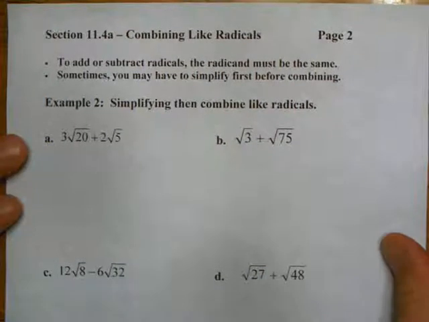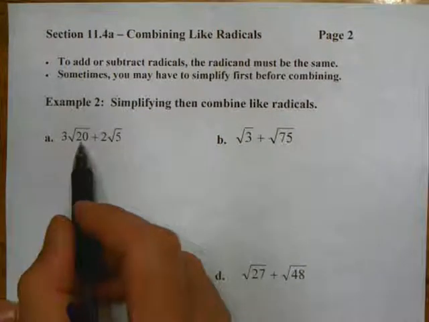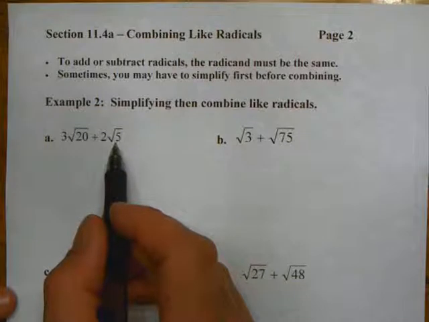As we continue to simplify radicals, we have to consider what we would do if what's inside the radicals, the radicand, is not the same. In this case, we may have to simplify one of the two radicals or both of them first before combining, if that's at all possible.